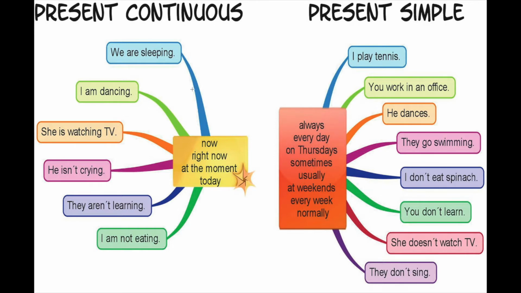As you can see, on your left side here we have present continuous. What we're going to focus on in this grammatical tense is very important, so pay attention to the yellow box, to the words now, right now, at the moment, and today. These four words are very important in each sentence. In present continuous tense, we're always going to focus on an action that is happening right now, at the moment. It is an action that is in progress.